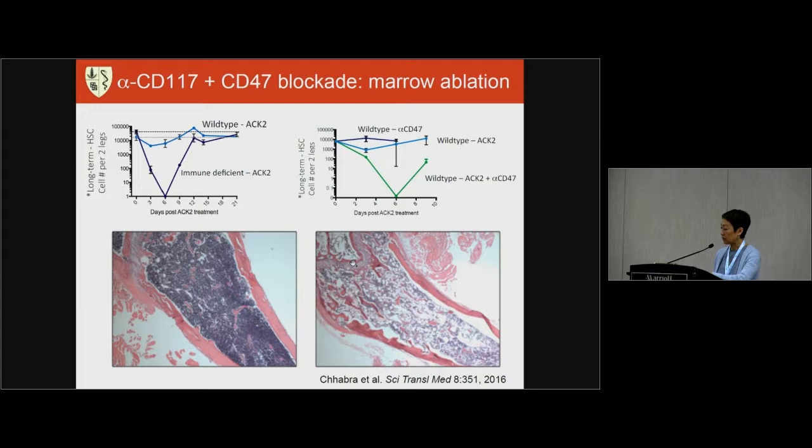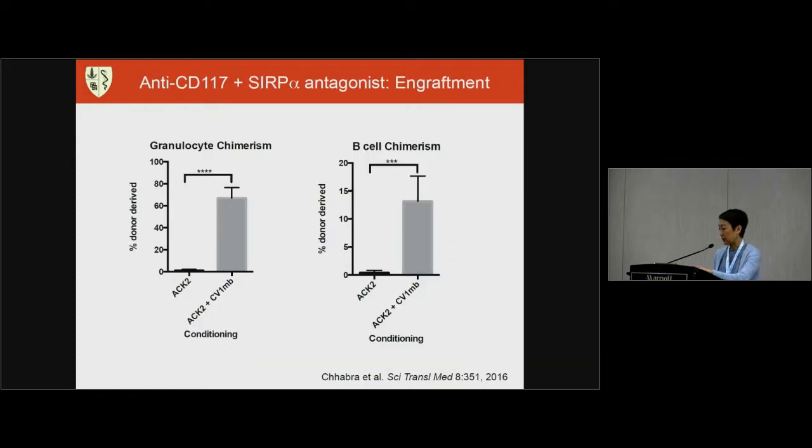And indeed, we know that in these animals, the depletion was so profound that we had to rescue them with transfusions, but eventually they rebounded. So now it's one thing to look at depletion, but could we get engraftment? And that's what's shown here.